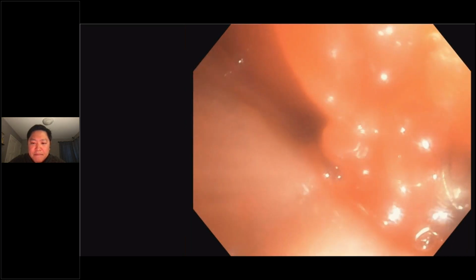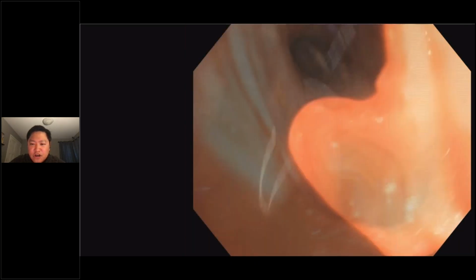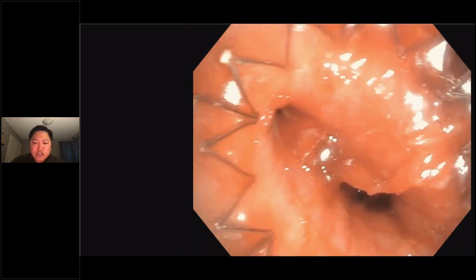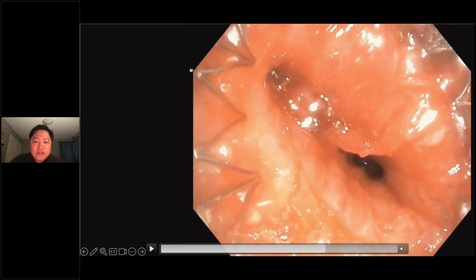So we use a mix of modalities. You just saw a rigid suction tube, and you saw how efficient that was in removing tumor. I'm going to pause this here. This is an Aero stent placed in the mid to distal left main. At 11 o'clock is the left upper lobe.